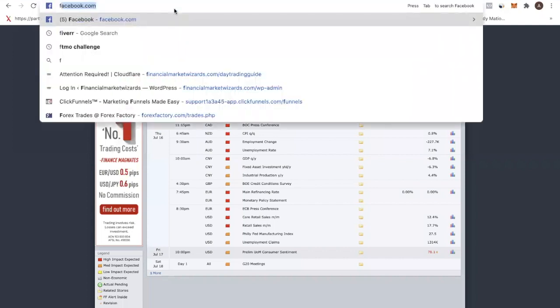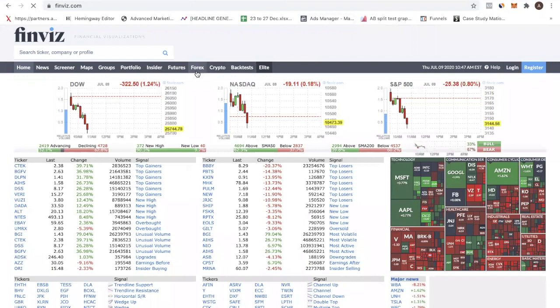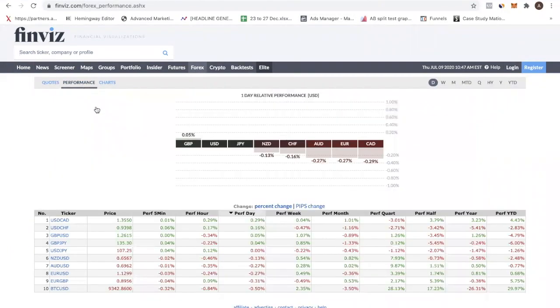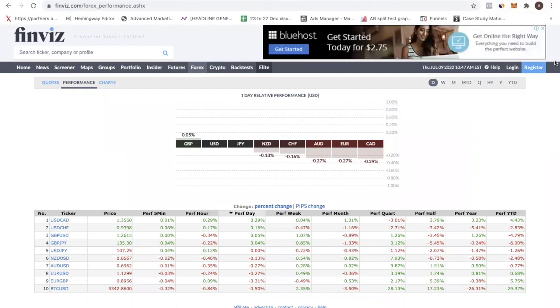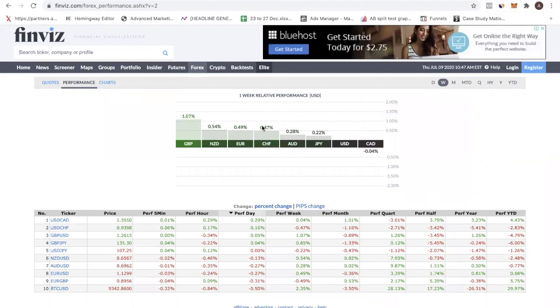So, is that too risky? Okay. You are familiar with this FinViz, right? I recently saw the video. Yeah. So, this is a very powerful tool. It's free. So, nice. This week, the pair that moves the most will be pound cap.